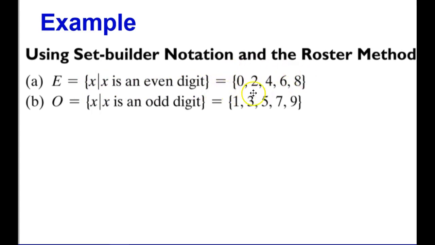So now I can include those in my brackets. Then this O, this set odd, is all x's such that x is an odd digit. So those are included in that bracket. Okay, so we always want to use brackets to include our sets, and we look inside the brackets here to determine what we're actually looking for.